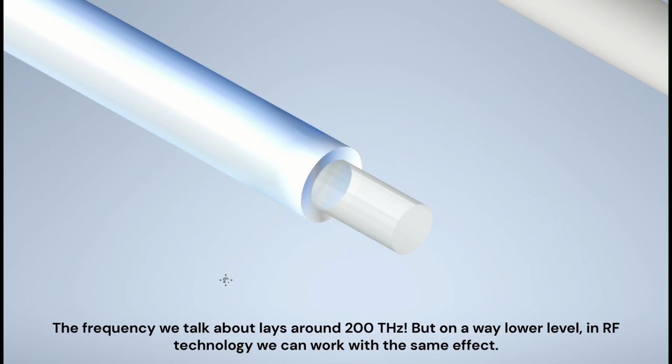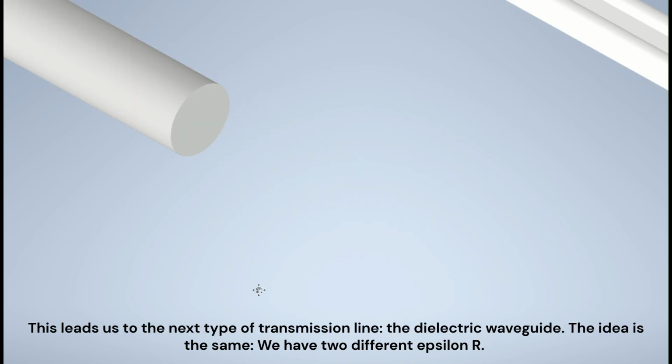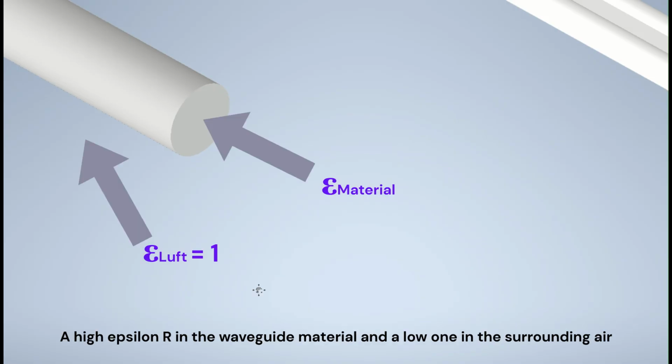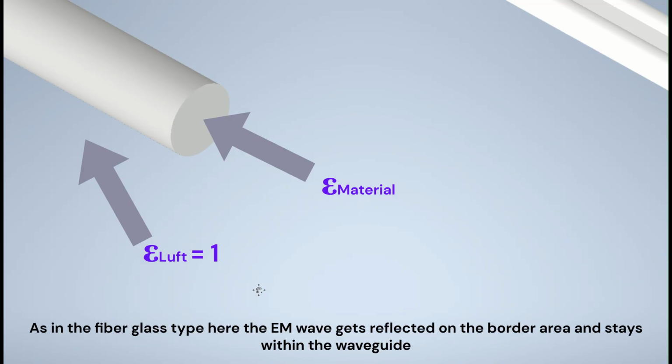The frequency we talk about lies around 200 terahertz, but on a way lower level in RF technology, we can work with the same effect. This leads us to the next type of transmission line, the dielectric waveguide. The idea is the same. We have two different epsilon r: a high epsilon r in the waveguide material and a low one in the surrounding area. As in the fiberglass type, the EM wave gets reflected on the border area and stays within the waveguide.